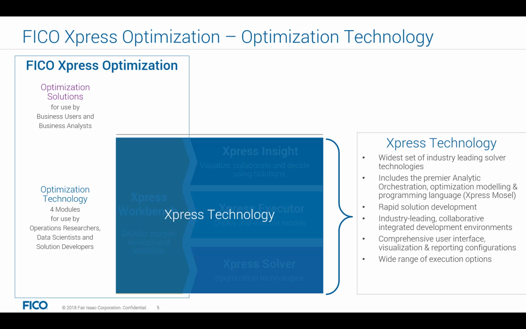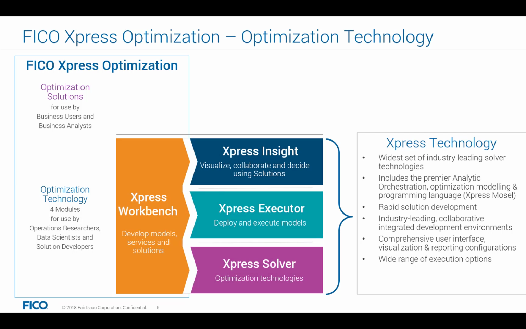Xpress optimization has the widest set of industry-leading solvers. Xpress optimization also includes Xpress Mosel, the premier analytic orchestration, optimization modeling, and programming language. Xpress has an industry-leading collaborative integrated development environment. It comes with a comprehensive user interface as well as visualization and reporting configuration options. Xpress also has a wide range of execution options.